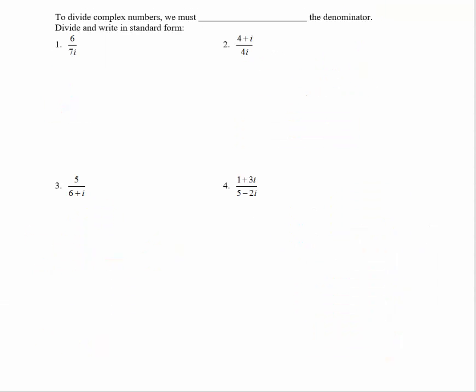Now let's talk about dividing. To divide complex numbers, we must think about rationalizing. We must rationalize the denominator. Why? Because i is a square root. It's a square root of negative 1. So when you see an i in the denominator, that's like having a square root left over in the denominator, which is not in simplest form.